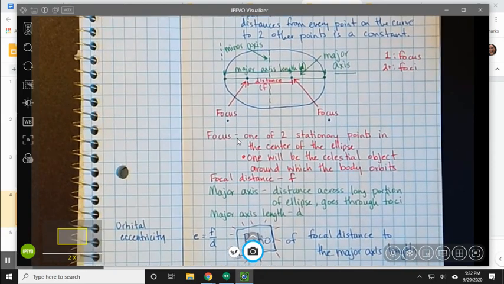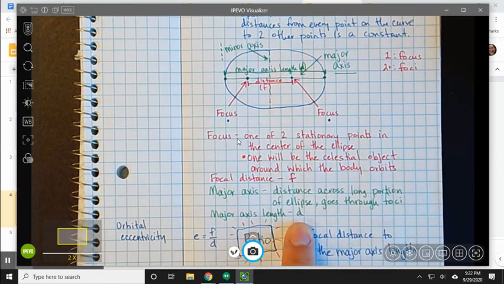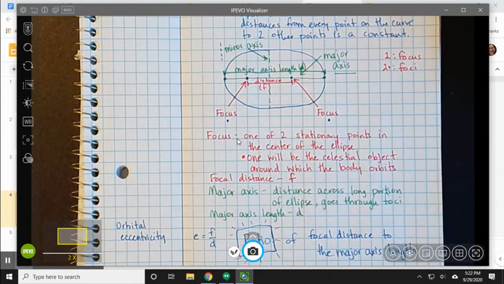The major axis is the distance across the long portion of the ellipse, goes through the foci, and we call that lowercase d. It's important for us to know that information because we're going to use those two distances to come up with a ratio. That ratio is going to tell us the orbital eccentricity. It's going to tell us whether or not our planet or our celestial body orbits in a perfectly circular way, or if it is eccentric, if it moves away from that. So let's take a look at what this might mean.